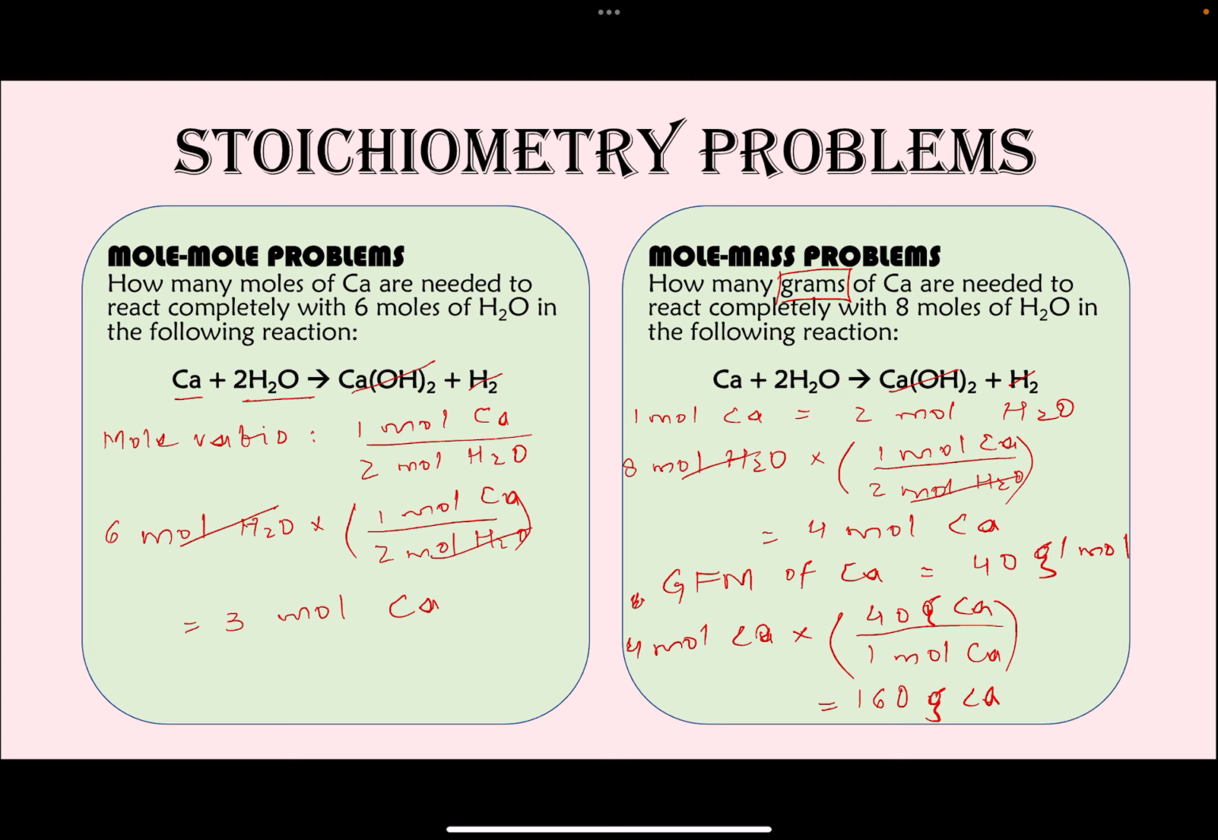Okay, so that was your stoichiometry problems. These are the 2 types of problems that you're going to get. So just remember that the main thing is to cancel the units. And just keep in mind what the question is asking for, and then ask yourself what are the things that you need to go from what's given in the question to what you need.